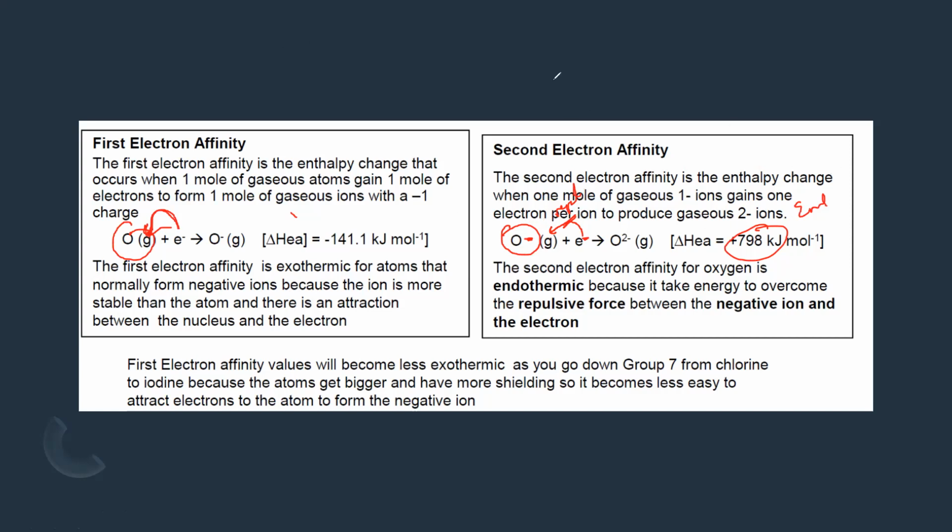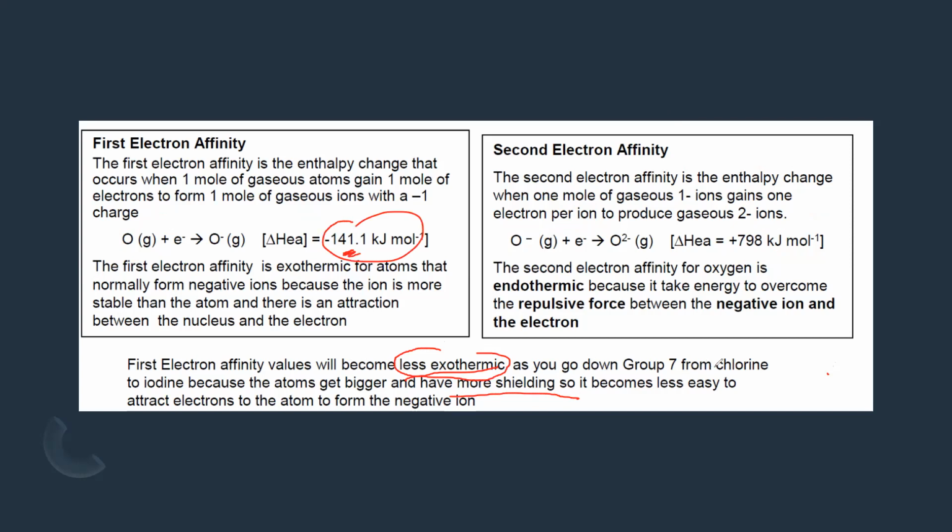Is it clear? And the electron affinity value becomes less exothermic as we go down the group. So it is easy to add an electron to a smaller atom as compared to a bigger atom, because bigger atoms have more shielding effect. So the electron affinity value becomes less exothermic, like the energy which is released is less.